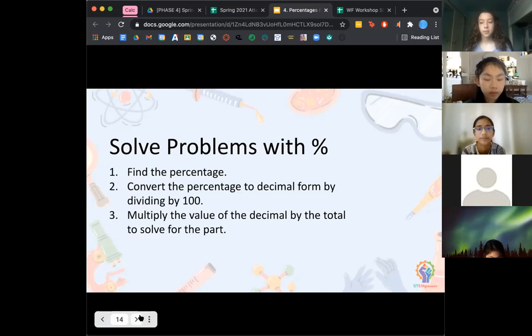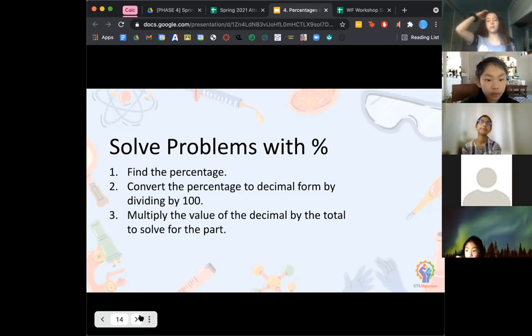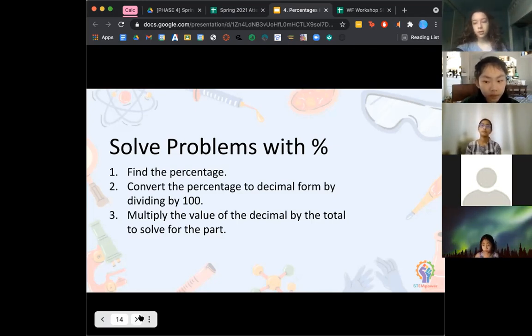Okay, so some problem-solving steps for solving problems with percentages. First thing you want to do is find the percentage. And then you want to convert the percentage to your decimal form by dividing by 100. So if you take a decimal and you multiply by 100, that gives you the percent. If you take a percent and you divide by 100, that gives you a decimal. And then if you multiply your decimal by the total, you can find the part. So I know this might be a little confusing, but it'll make more sense when we see an actual example.